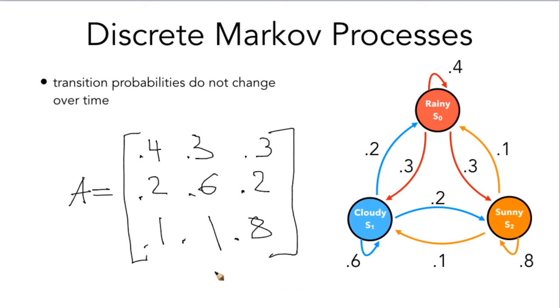So one thing to notice is that this is a matrix full of probabilities, and therefore each entry of this matrix has to be greater than or equal to 0. And the second property is that each of these rows sums to 1.